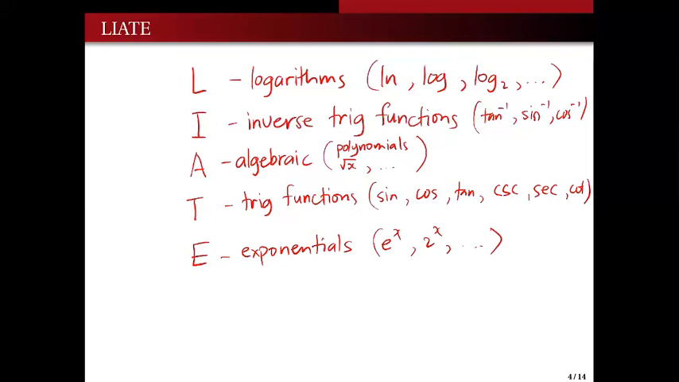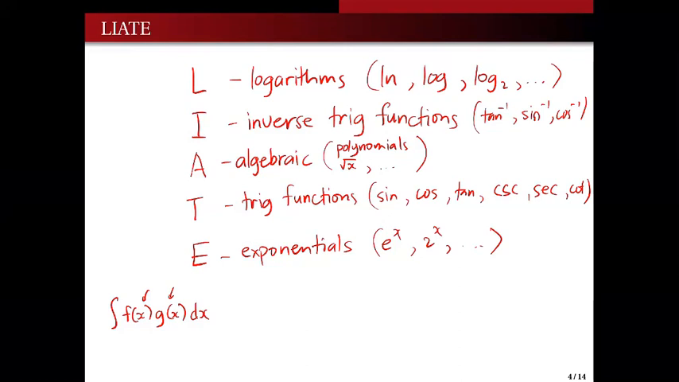So these are the families of functions. L, logarithms. I, inverse trig functions. A, algebraic. T, trigonometric. E, exponentials. LIATE. Remember that. And so what? Oftentimes, you will see this when you need to apply integration by parts. This f here will belong to one of these. Similarly, this g here will belong to one of these.